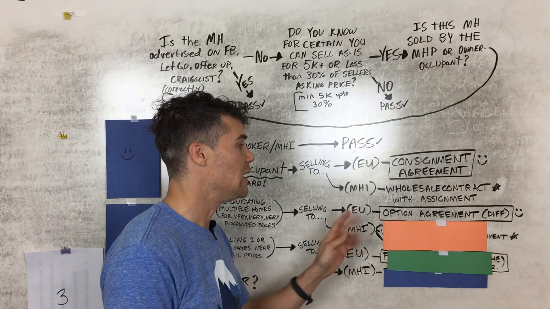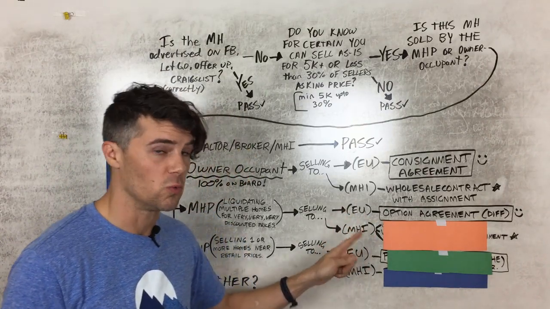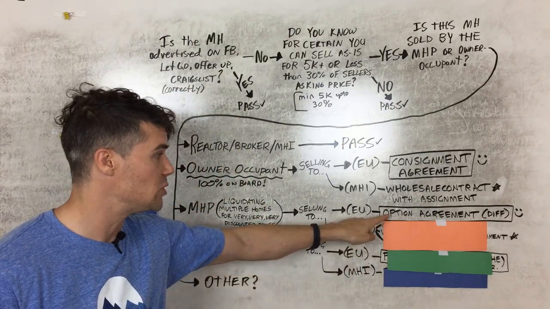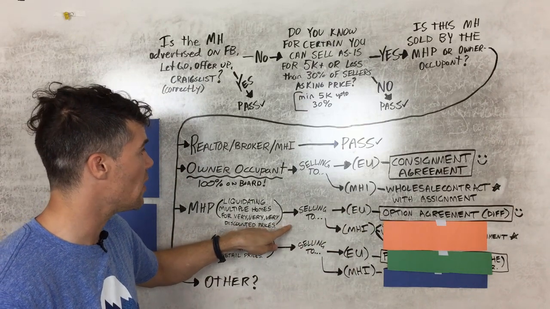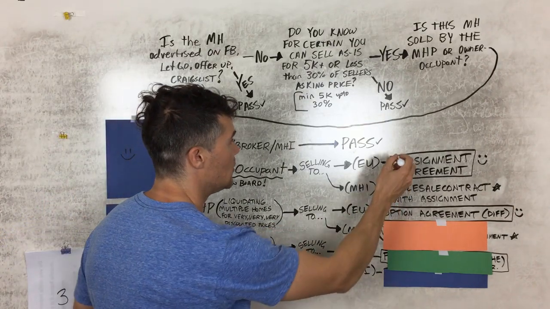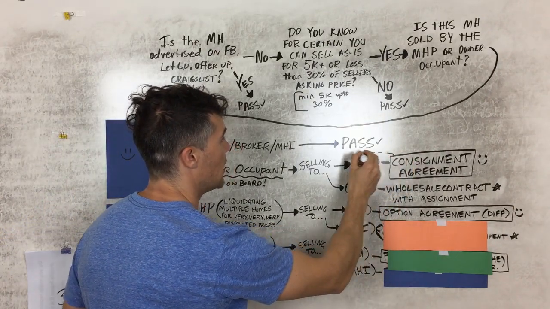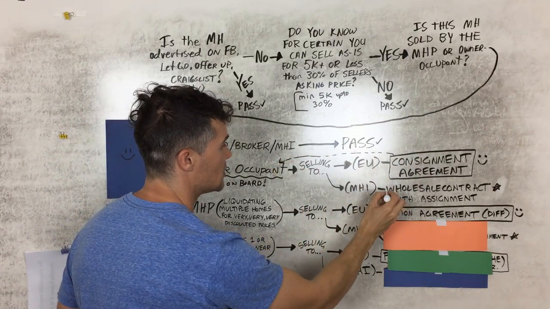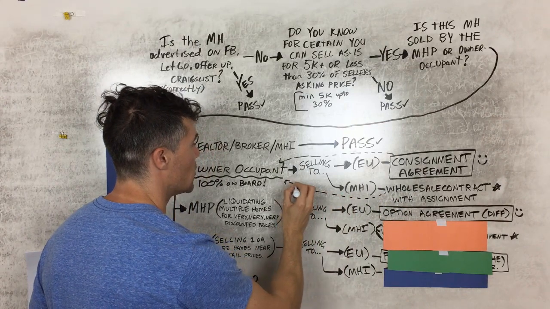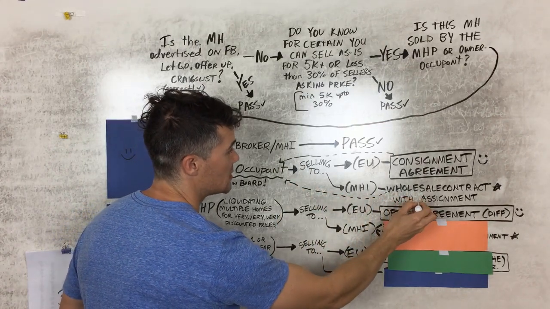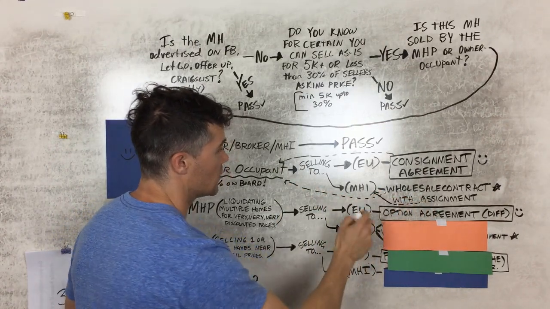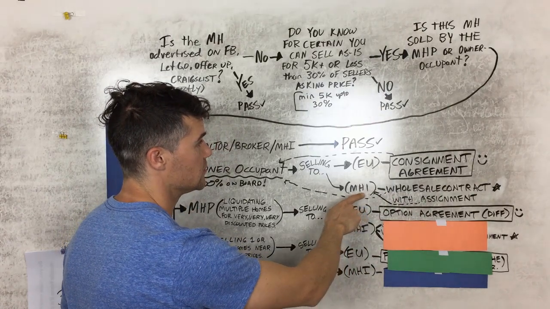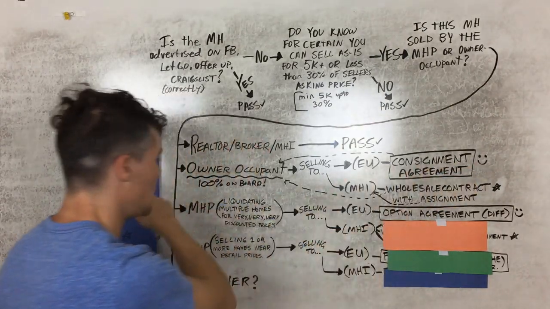Now, if you have an option agreement that you signed with the park, by the way, this consignment agreement is going to be signed by the owner-occupant. This wholesale agreement is signed by the owner-occupant. The assignment is signed by the mobile home investor. And then the smiley face, we'll talk about in just a minute.